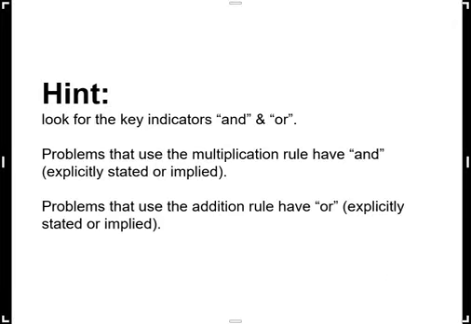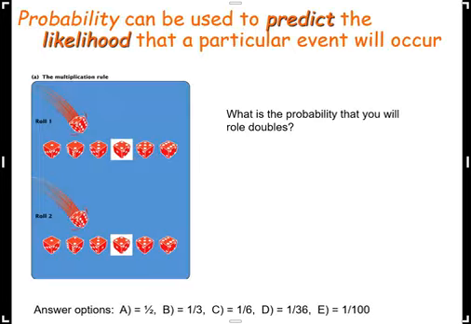So the hint here is look for the key indicators, and or. Probabilities that use the multiplication rule are going to say and. What's the probability of this and this, right? Either explicitly stated or implied. Probabilities that use the addition rule have or. So what's the probability of this or this? And again, explicitly stated or implied.